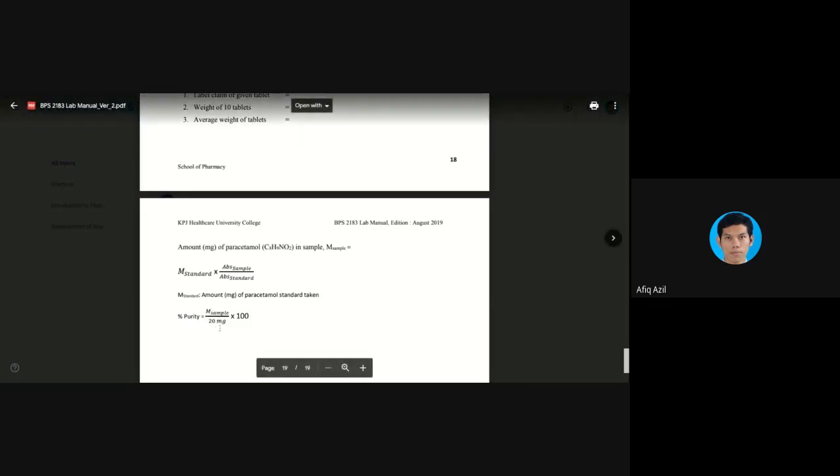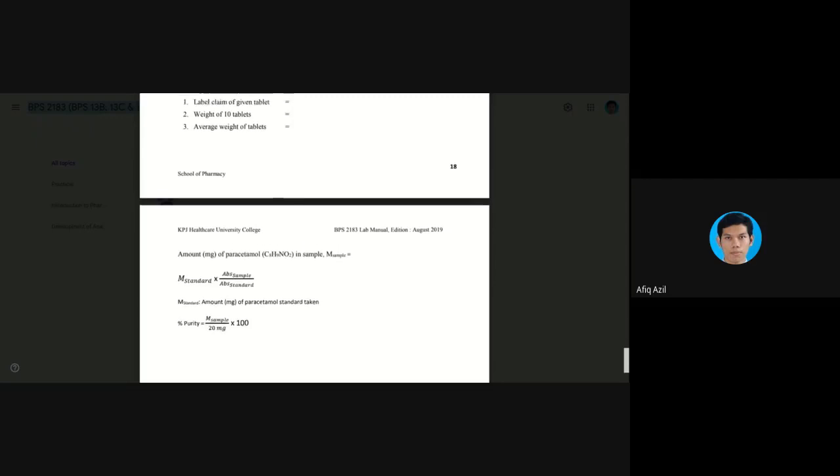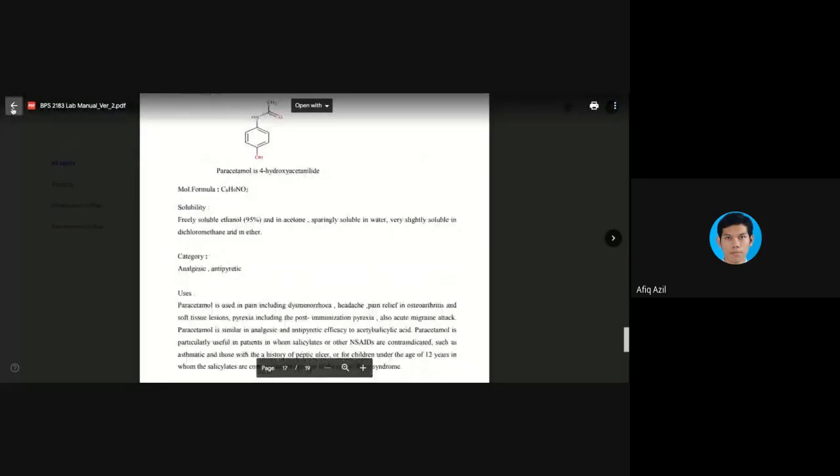Then the percentage purity can be calculated as the amount of sample, M sample, divided by 20 mg times 100. So that is how you obtain the percentage purity or the assay test for paracetamol tablet.